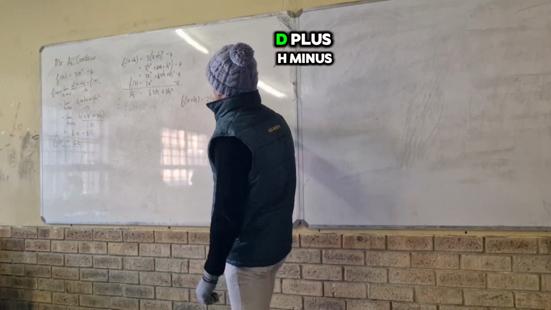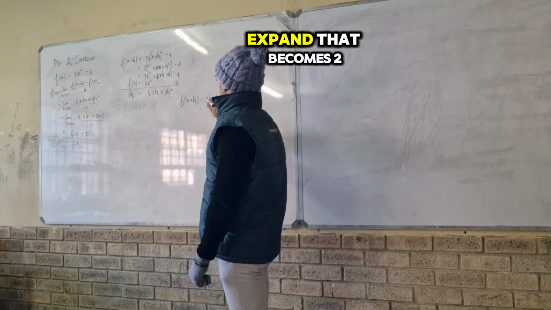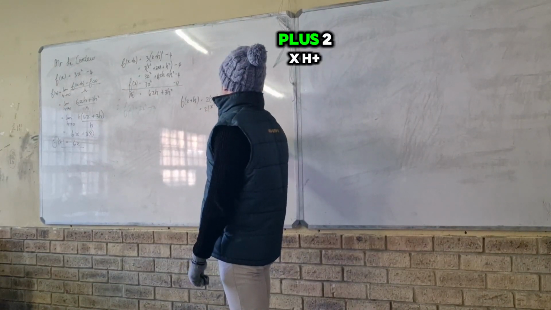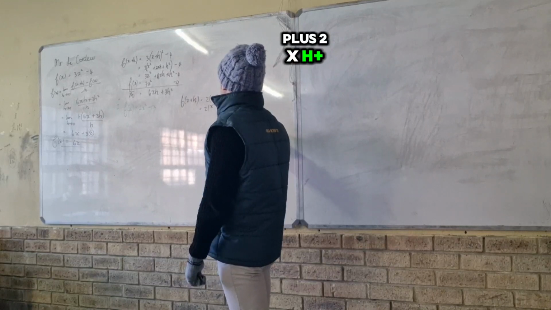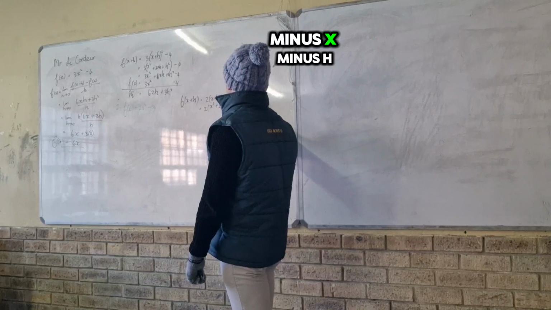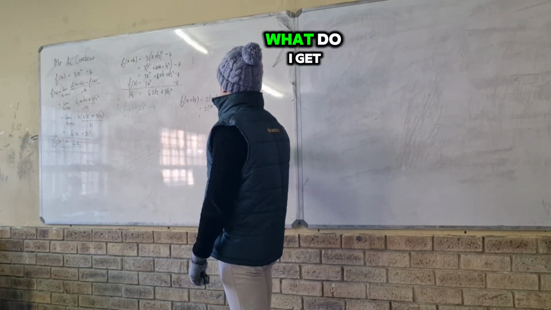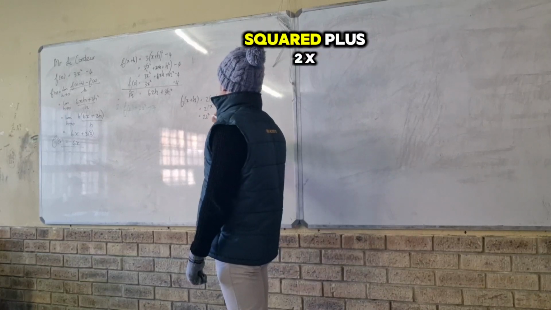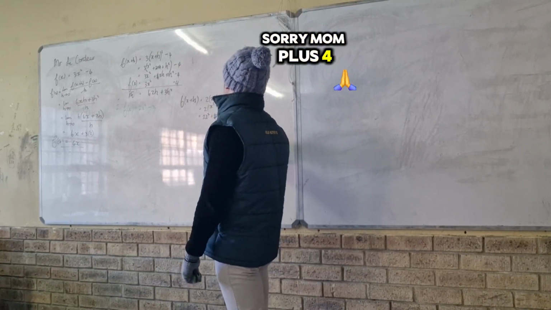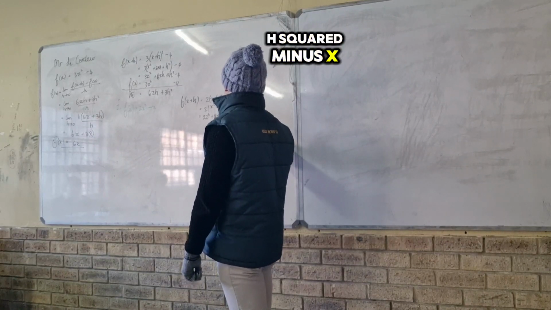Here I write x plus h and then minus x plus h again. Alright, I expand, and the 2 is still outside. That becomes x squared plus 2xh plus h squared minus x minus h. Now if I distribute the 2, what do I get? I get 2x squared plus 2x, plus 4xh plus 2h squared minus x minus h.